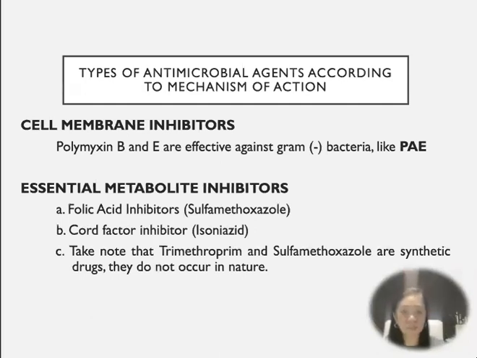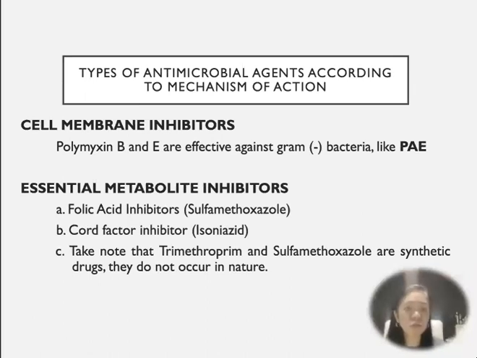Then we have cell membrane inhibitors. So they would inhibit the activity of the cell membrane. Remember, the most important function of the cell membrane is the selective permeability. So it is able to allow entry and exit of materials. If cell membrane components are inhibited, that will be a problem, no? The exit and entry of materials will be a problem, and the metabolic processes of the organism will not be successful. So examples are polymyxin B and polymyxin E, which are quite effective against gram-negative bacteria like your Pseudomonas.